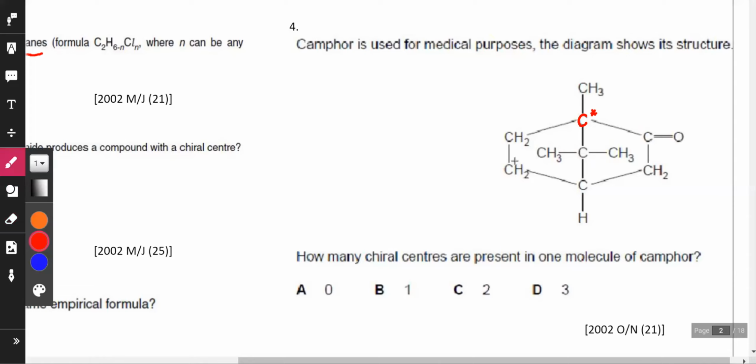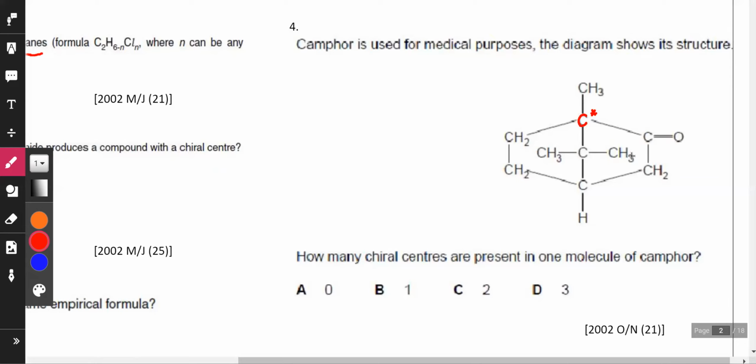What about this one over here? Is it chiral? No. Okay. 2 hydrogens. This one is also not chiral. CH3 definitely not chiral. CH2 not chiral. What about the C in the center? Is this chiral? No, sir. No. Because both sides are the same.